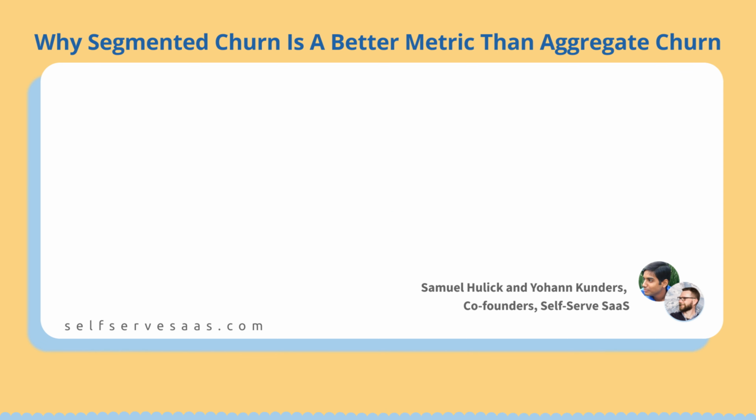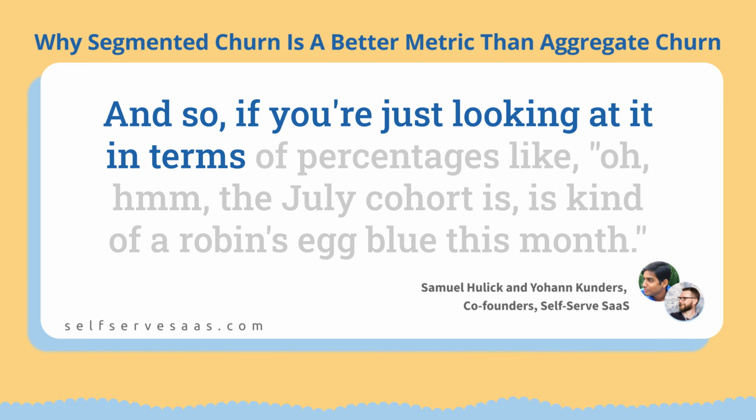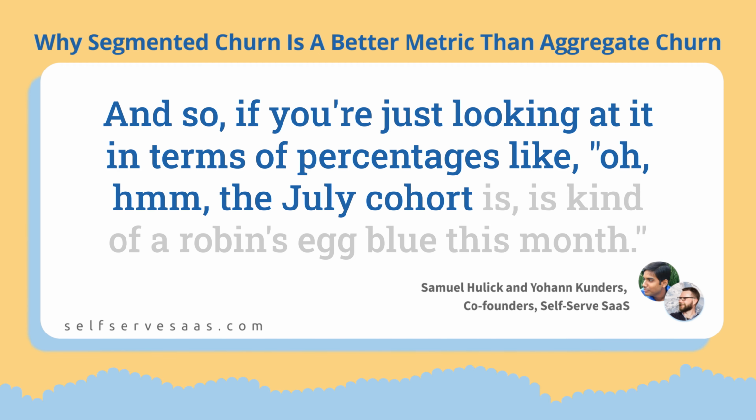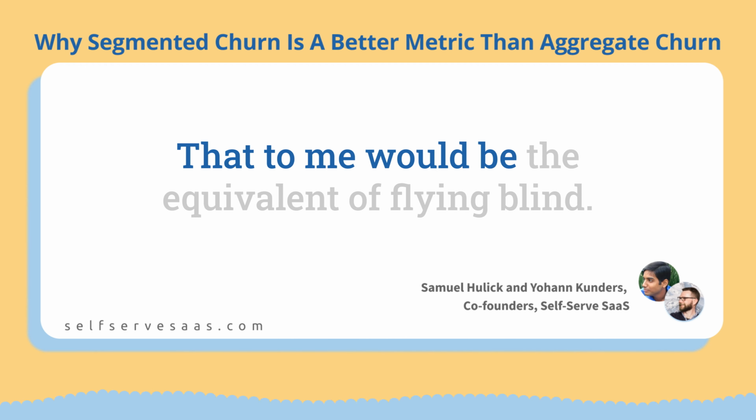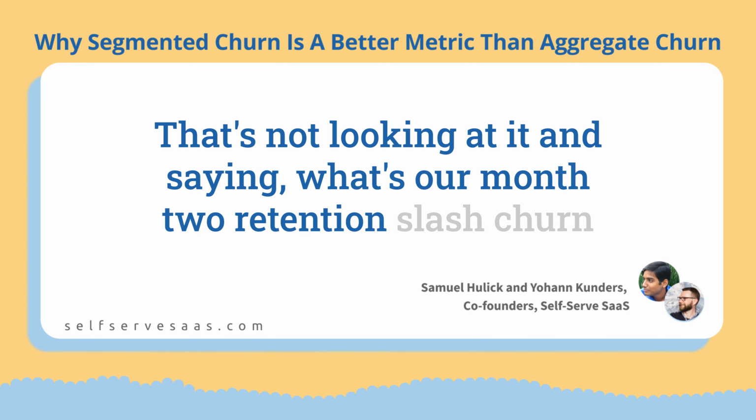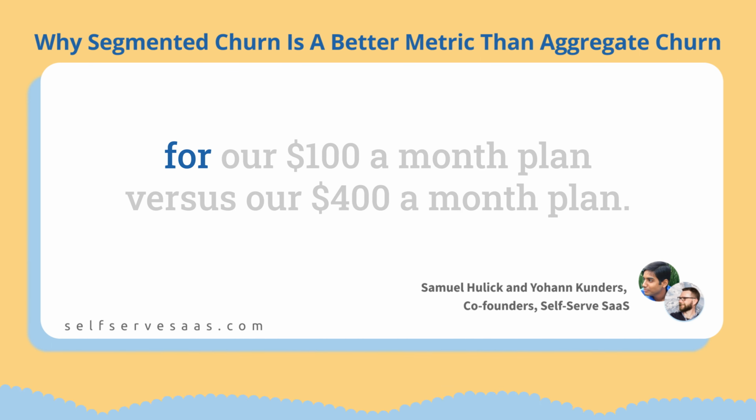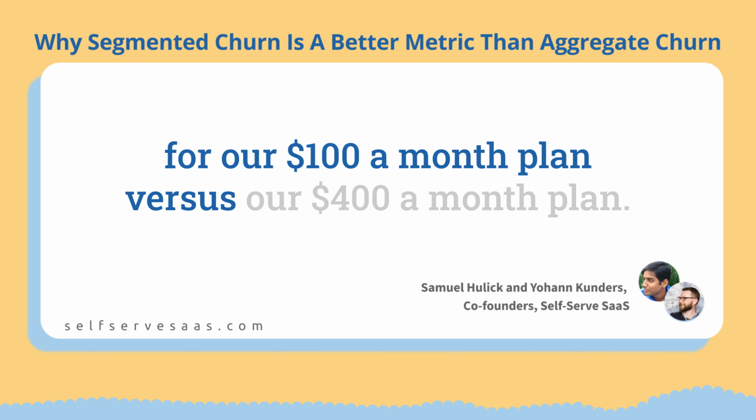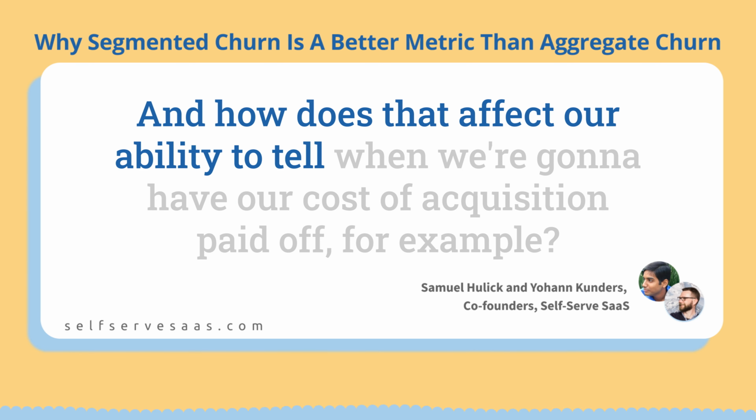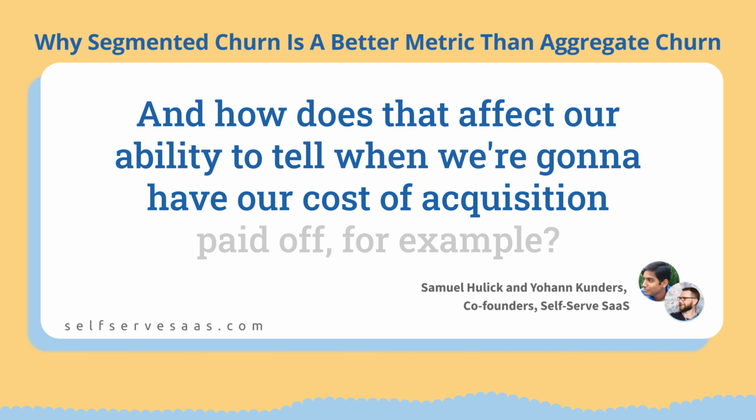Right. And so if you're just looking at it in terms of percentages, like, oh, the July cohort is kind of a robin's egg blue this month, that to me would be the equivalent of flying blind. That's not looking at it and saying, what's our month two retention or churn for our $100 a month plan versus our $400 a month plan? And how does that affect our ability to tell when we're going to have our cost of acquisition paid off, for example?